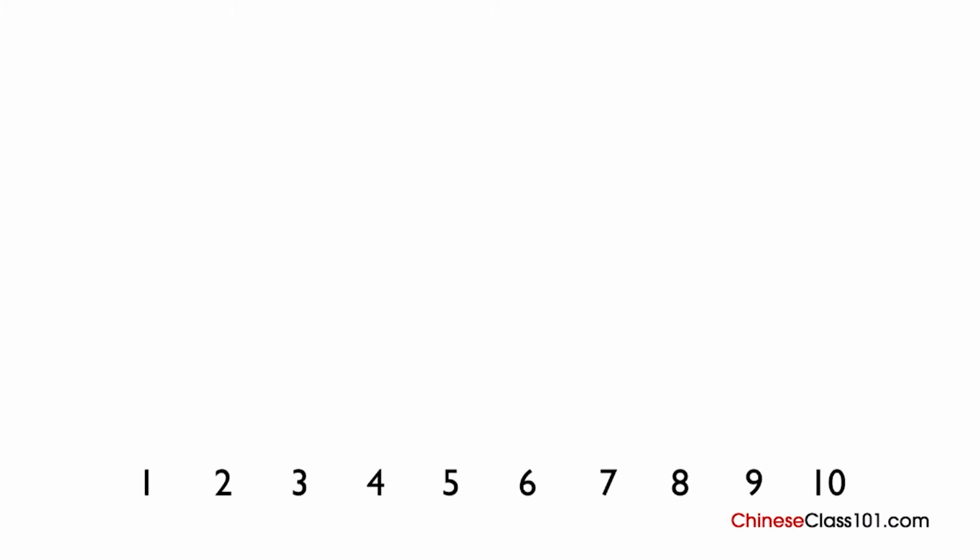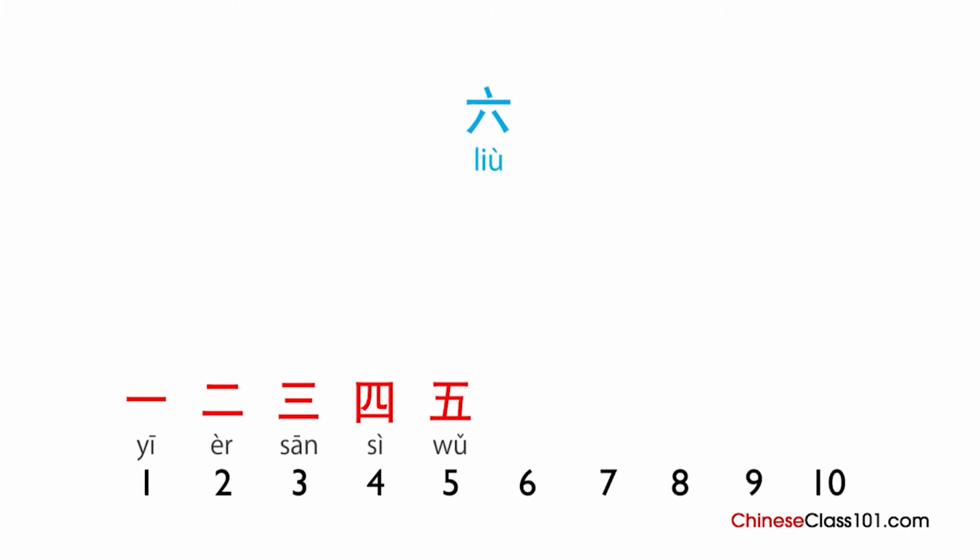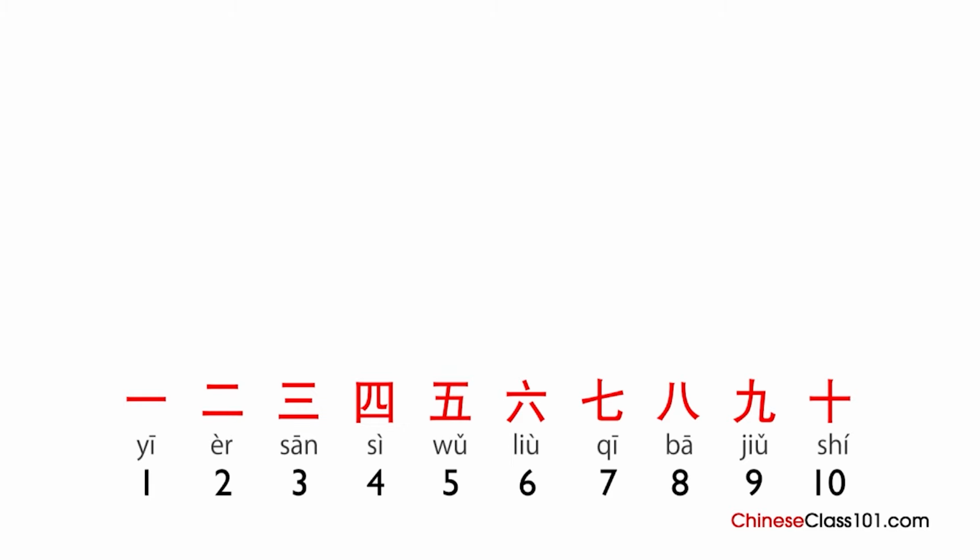Okay, now repeat after me. I will say the numbers and give you time to repeat each one. 一二三四五六七八九十. Great job! What is before 一?